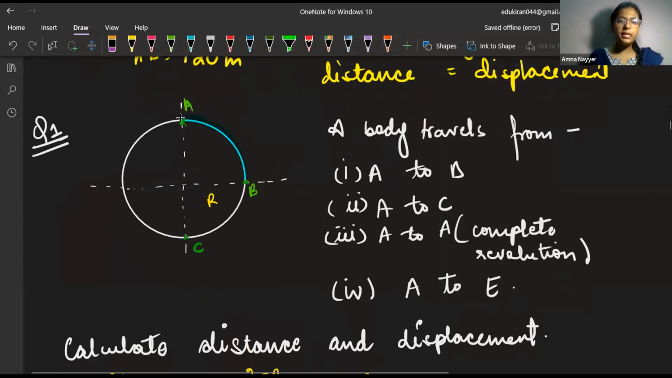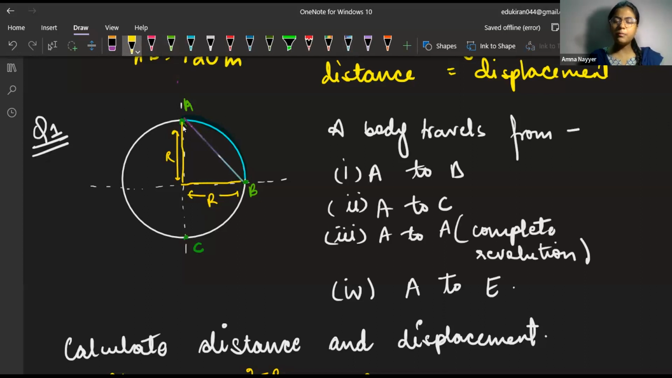So initial point is A, final point is B. So I have to find out this. Now look class here. This radius is R, this radius is R. Can you notice one thing? Can we find out this part? What does it look like? This side is known, this side is known.